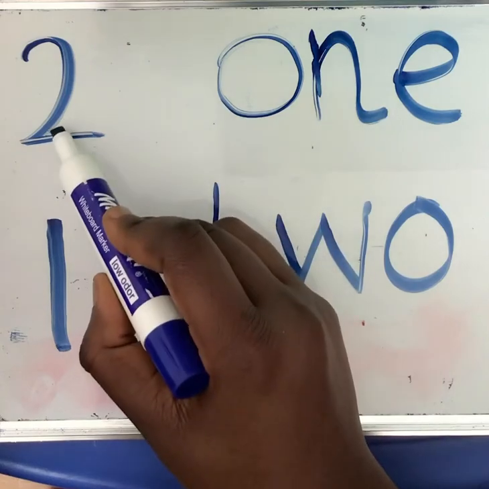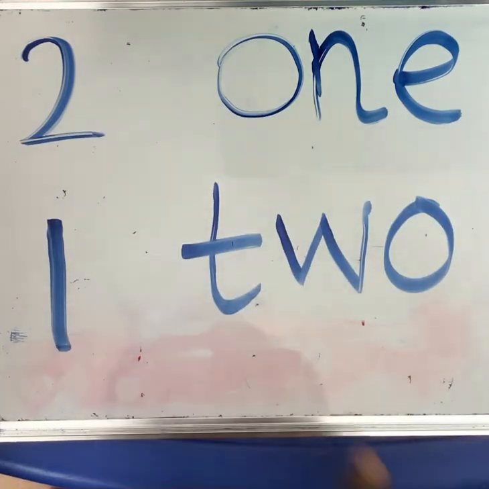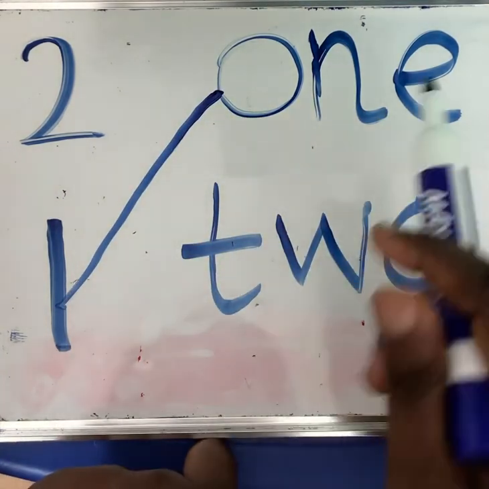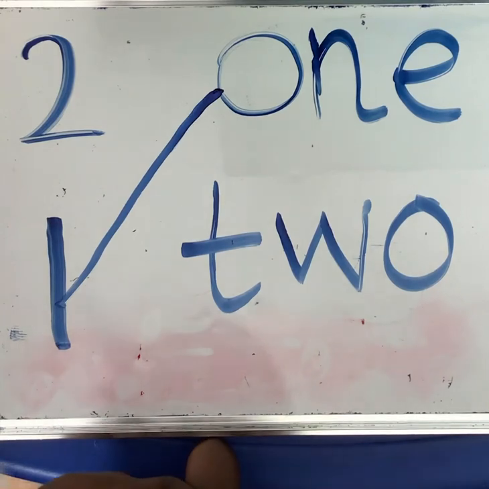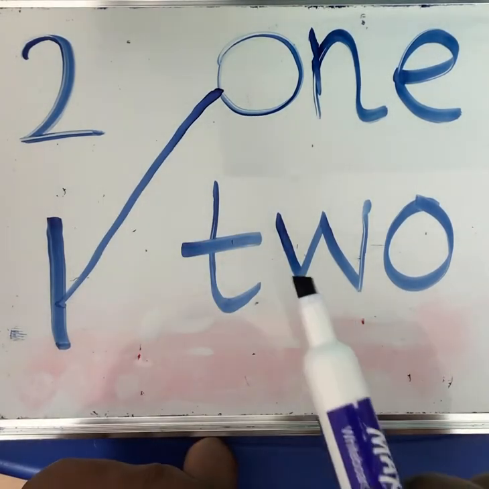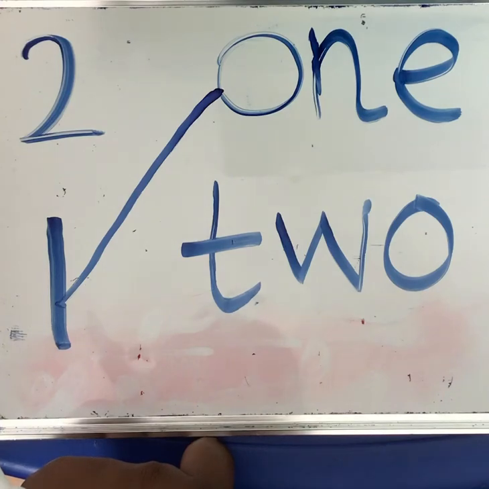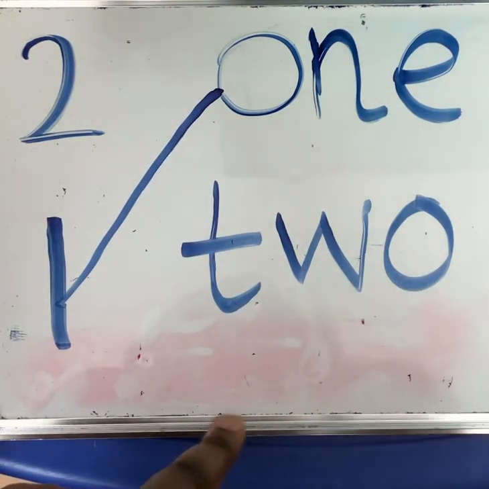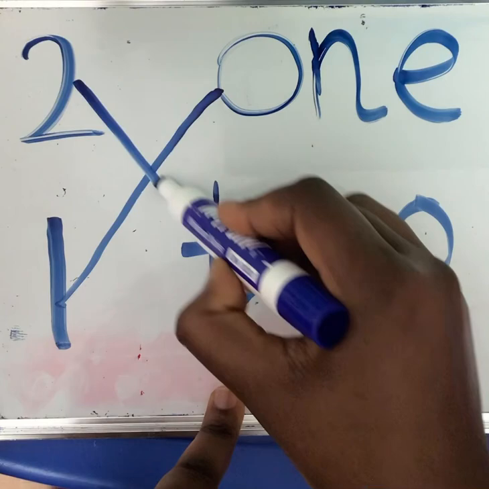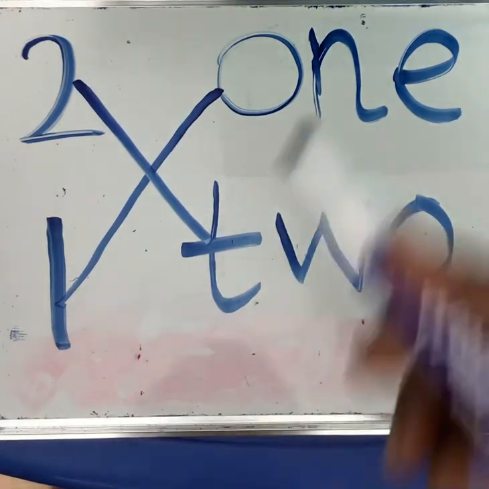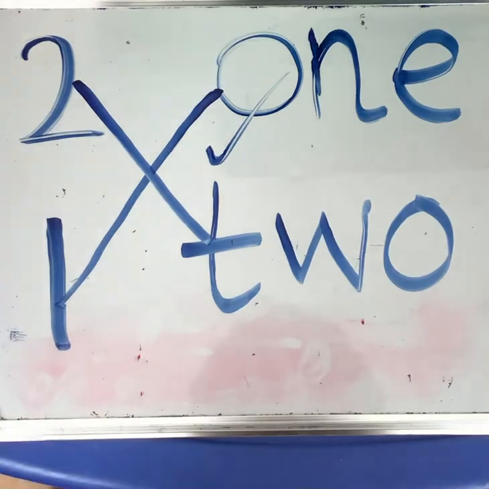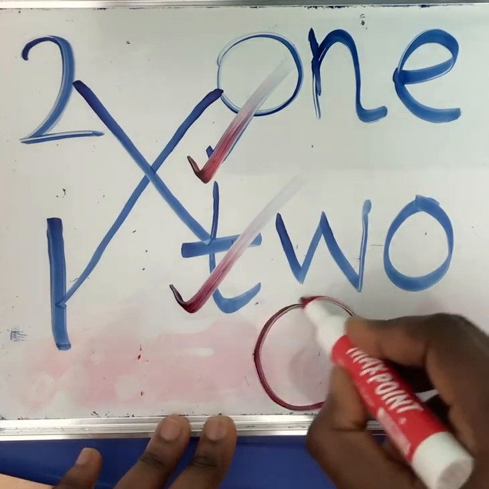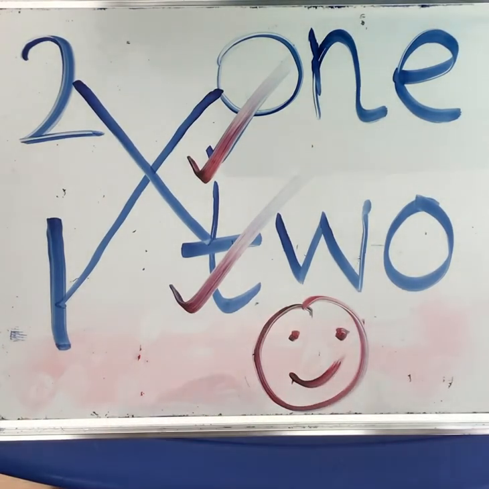O-N-E 1. Is this 1? No. Is this 1? Yes. Good job. So I'm going to match 1 to the number name 1, to the digit 1. Now the next number we have 2. How do we write 2, the number name 2? T-W-O. T-W-O 2. Very good. So I'm going to match the digit 2 to the number name 2. Good job. You got it all correct. And a smiley face. Good job.